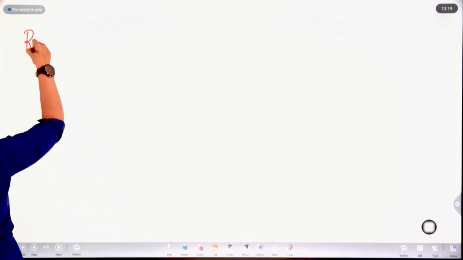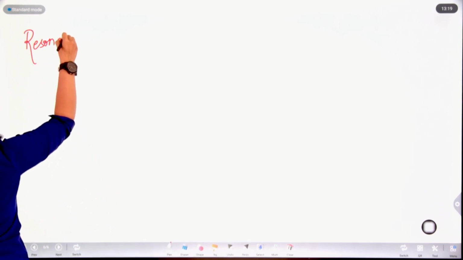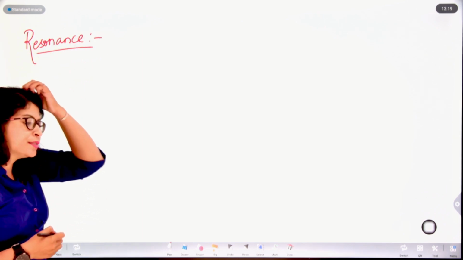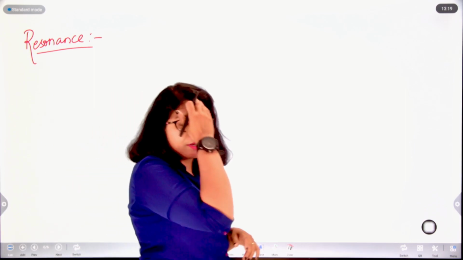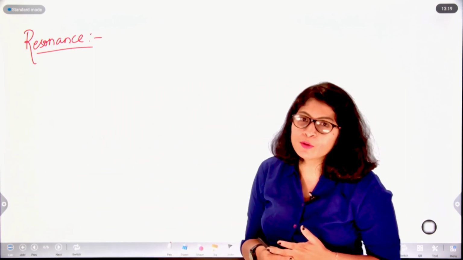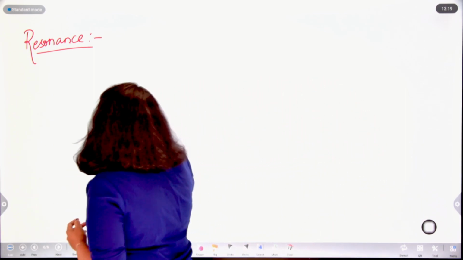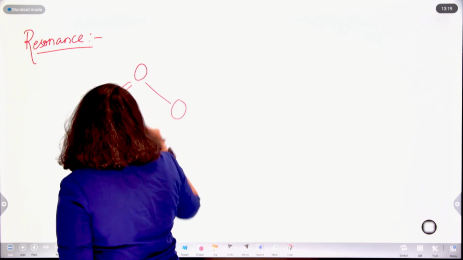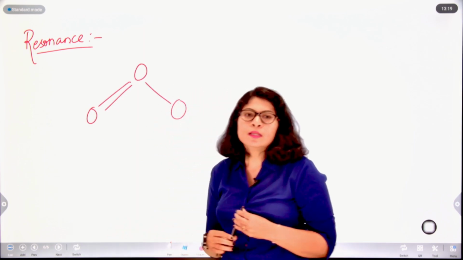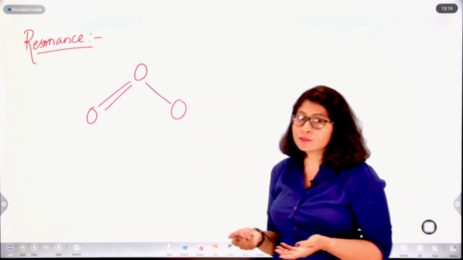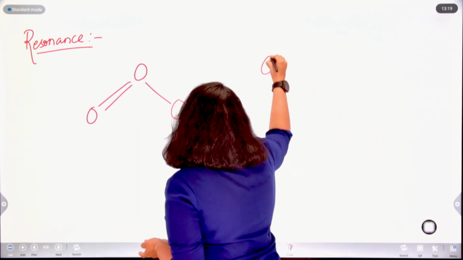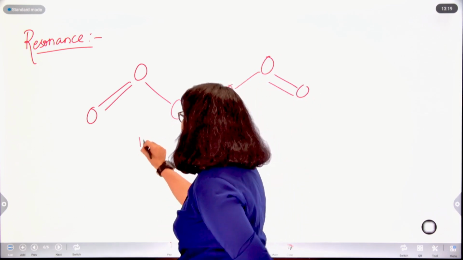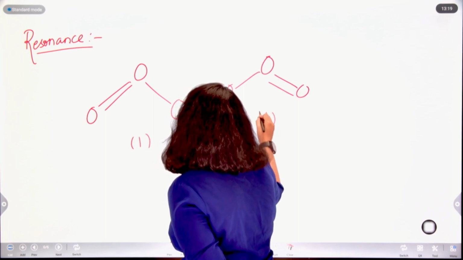Now the last thing we'll be dealing with here is resonance. Okay. So to understand resonance we will take an example of ozone, O3. How is the structure of ozone? This. Now I can also represent the structure like this. So this is structure 1, this is structure 2.